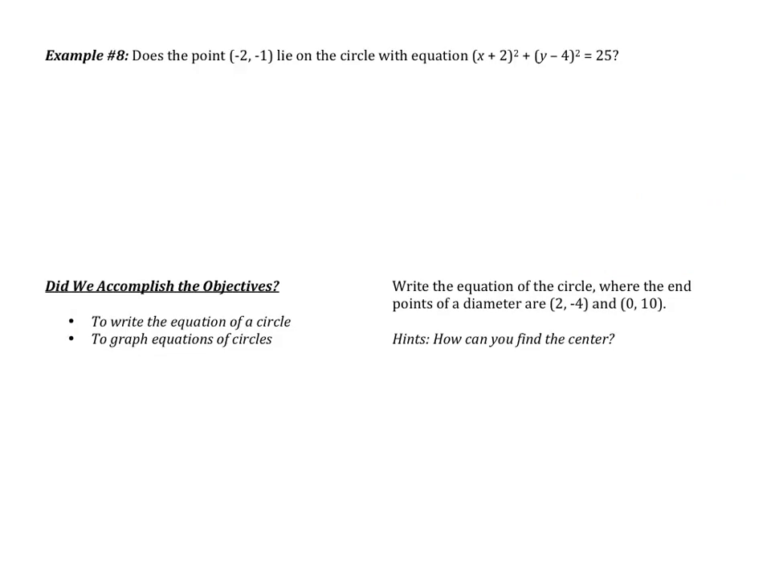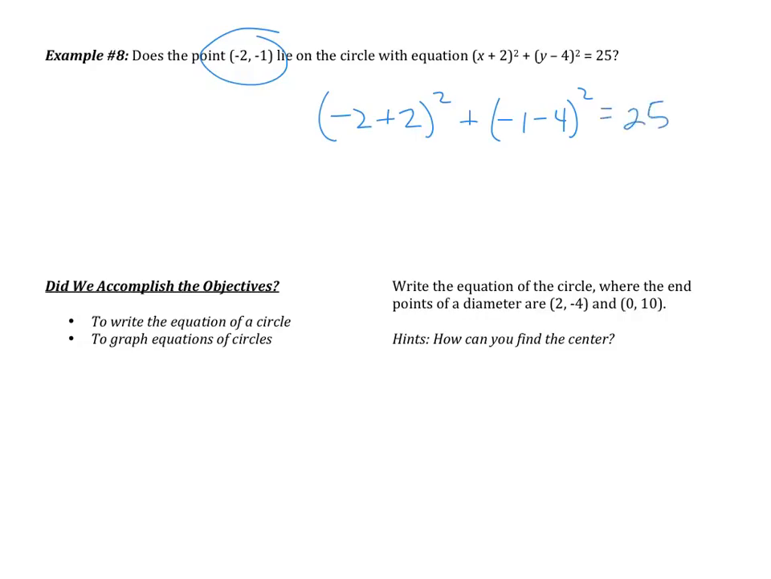Last page. For this, if I want to determine whether or not a point is on the circle, I'm going to plug the point in, and if it works, it's on the circle. If it doesn't work, it's not on the circle. Similar to what you did in algebra with determining whether or not a point is on a line. So I'm going to plug in my negative 2 for x and my negative 1 for y. So I have (negative 2 plus 2) squared plus (negative 1 minus 4) squared equal to 25.